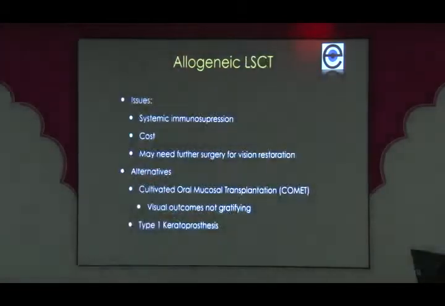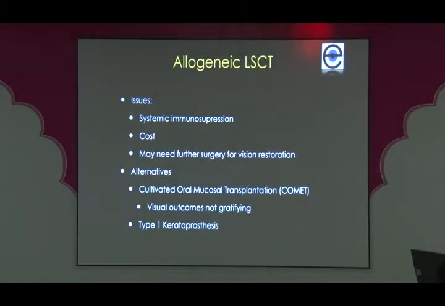The issues involved here are that you need to give systemic immunosuppression. There is the cost associated with these medications. Sometimes they need further surgery for vision restoration. The alternative, some Japanese groups have been suggesting cultivated oral mucosal transplantation, but we haven't found the visual outcomes to be very gratifying. The other alternative, and a good alternative, is a type 1 K-Pro, which we'll be talking about.